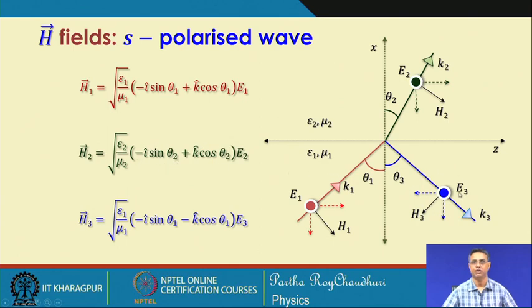And similarly, for the reflected wave, k cross E will give you the magnetic field along this direction. If you decompose this H 3 field into two components, the x and z components, you see that the x component is negative and the z component is also negative. Therefore, you have both minus signs for x and z components. So, that is how we could constitute the magnetic field components in the incident, reflected and transmitted optical wave when the polarization is s polarized.